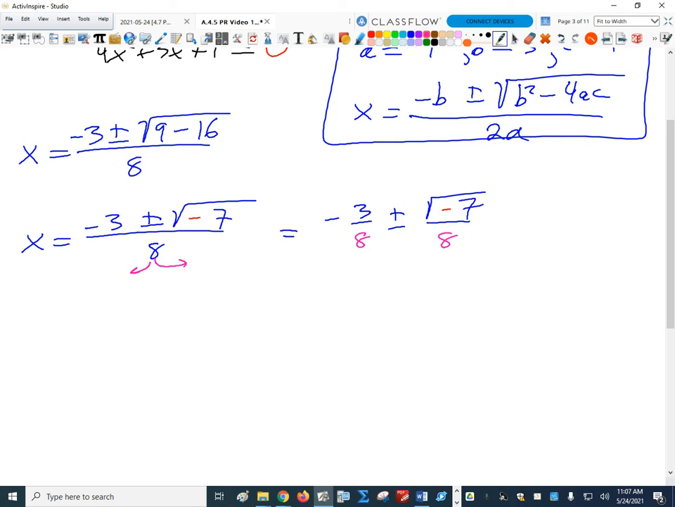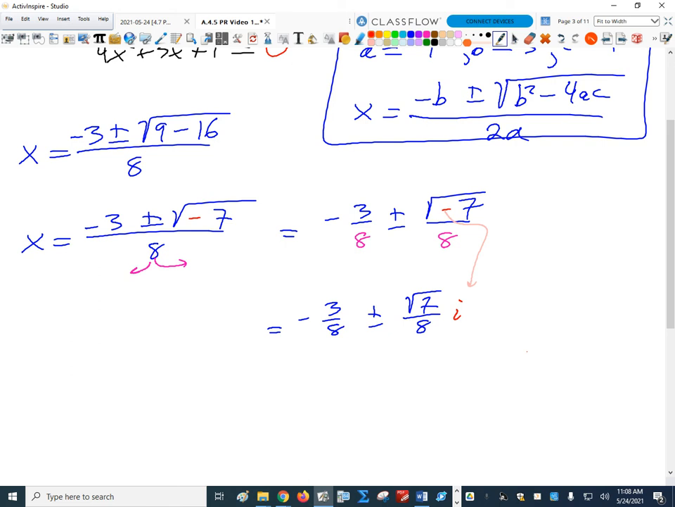Okay. What's the only thing left I have to do? What happens if I have a negative number inside a radical? That's giving me an i, isn't it? Right? That's giving me an i outside the radical. So I'm getting negative 3/8 plus or minus the square root of positive 7/8 times i. Make sense? Okay, that's good.